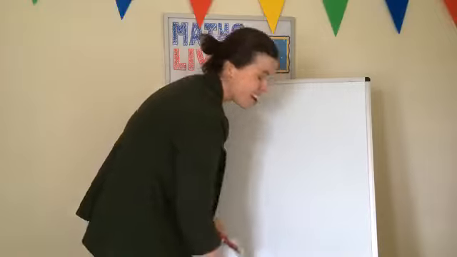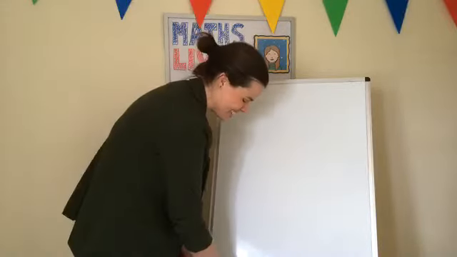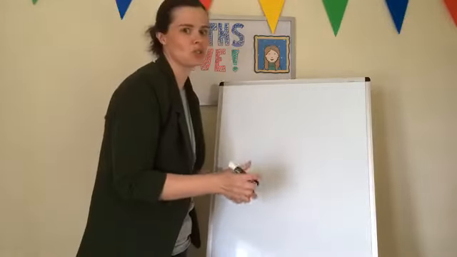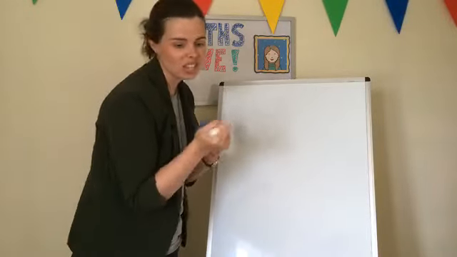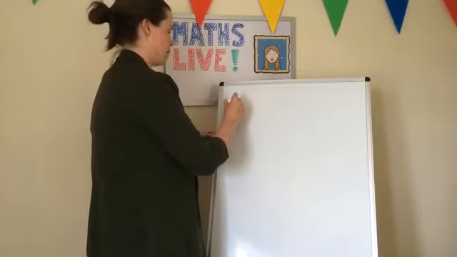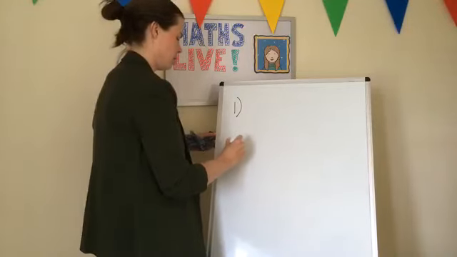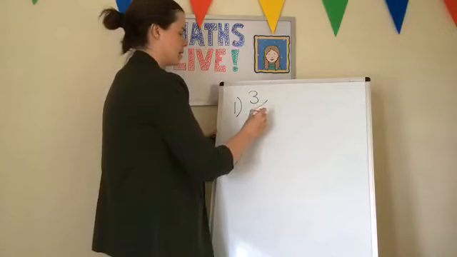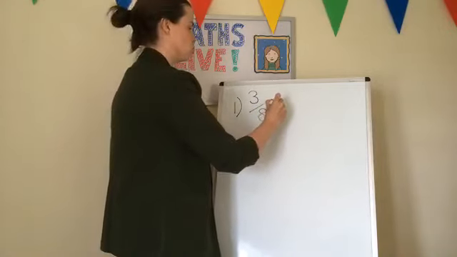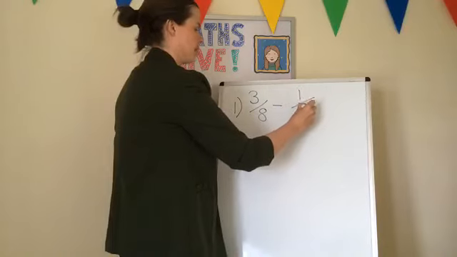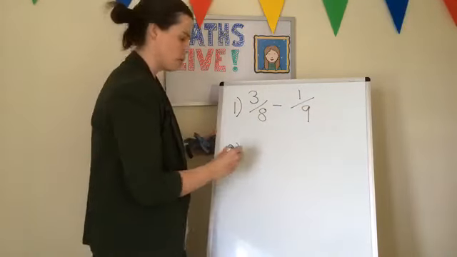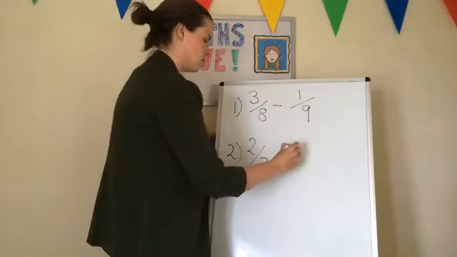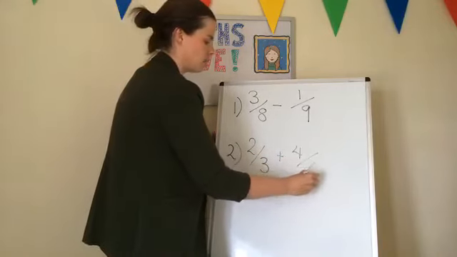Right, seeing as you lot are so good today, you are always good, but you've already been super good, so you also get challenge questions, 4 challenge questions today. The first one is 3 over 8 subtract 1 over 9. And question 2 is 2/3 add 4/6. Off you go.